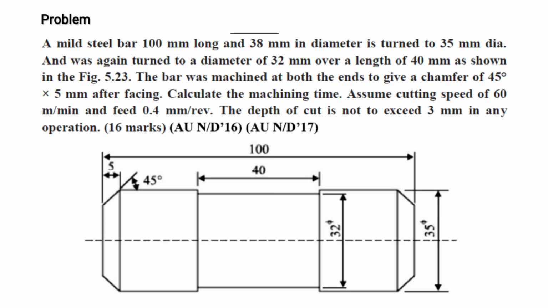Here is a mild steel bar with a length of 100 mm and a diameter of 38 mm. It should be turned to 35 mm diameter, and then to a diameter of 32 mm over a length of 40 mm as shown in the figure. There we need a chamfer of 45 degree into 5 mm after facing. We have to calculate the machining time.